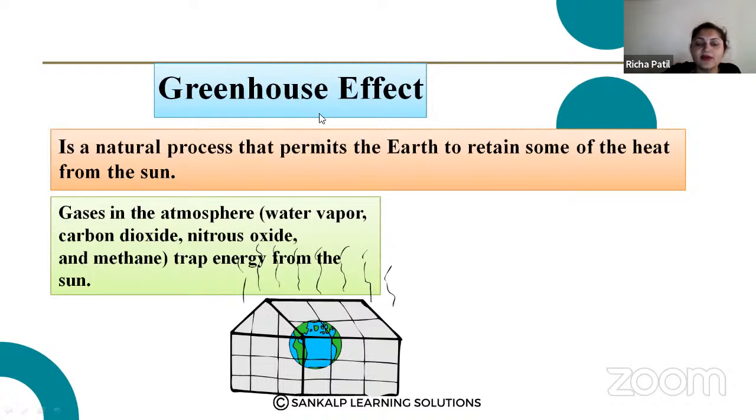Whatever harmful radiation is there, like UV radiation and IR radiation, is absorbed by the thin glass surface, and whatever is required in small quantity is passed on to the crops.